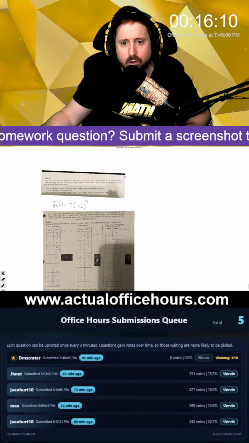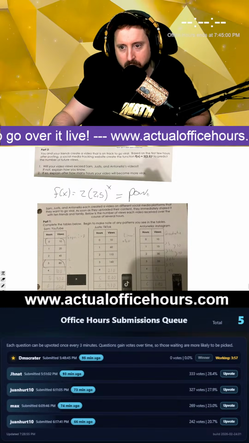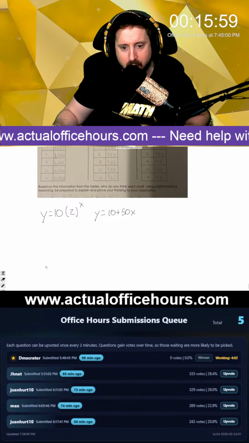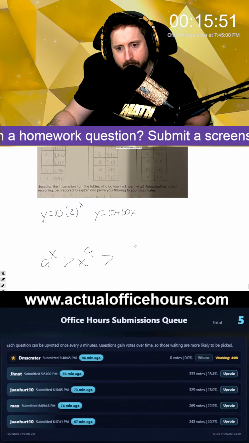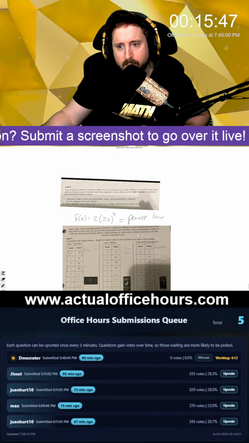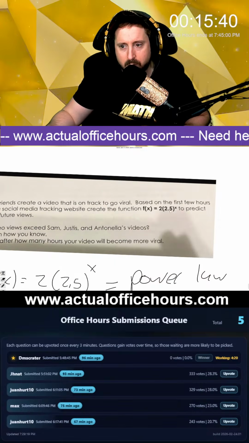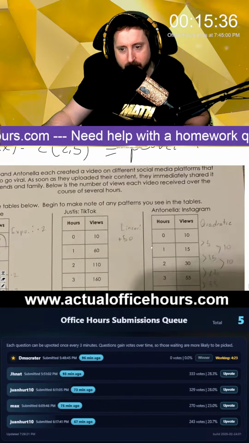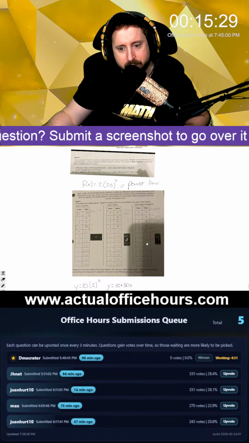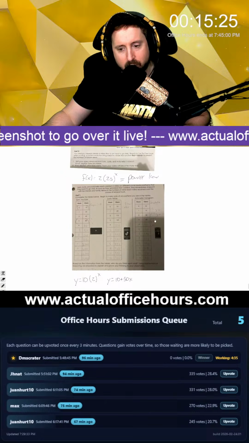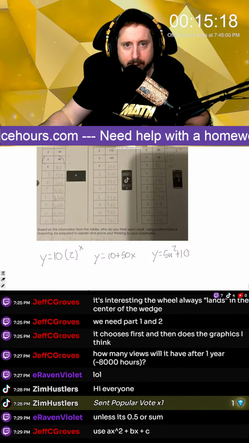But anyways, okay. Will yours exceed? I mean, the answer is yes. The reason why is because this is what's called a power law. And in general, a to the x will beat out x to the a, which will beat out any sort of linear thing. And more importantly, it's because yours is going up by a factor of 2.5. This one's only going up by a factor of 2. I don't know what the equation for the quadratic is. I'd have to figure that out. Oh, 5n squared plus 10? Okay, cool.